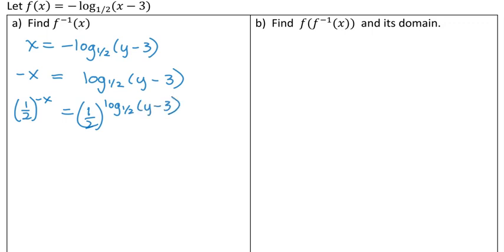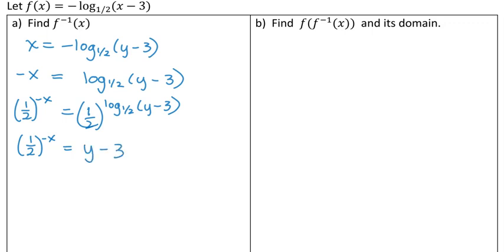On the left-hand side, I get 1/2 to the negative x. That can be rewritten with exponent rules. You could actually turn that into 2 to the x, but I'm not going to, because when you compose inverses, the more you've simplified, the trickier it can be to spot the cancellation. So I'm just going to leave that one.